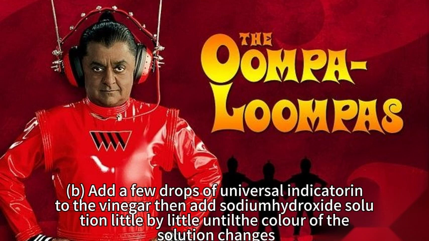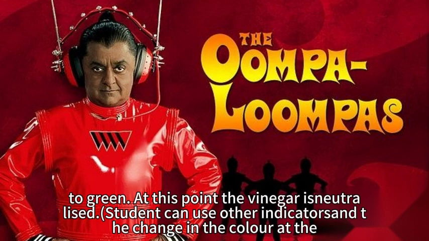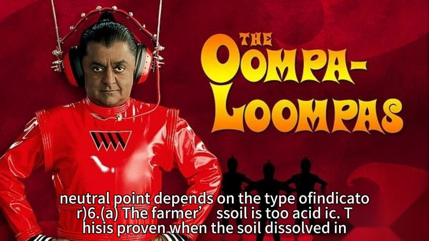B. Add a few drops of universal indicator into the vinegar. Then add sodium hydroxide solution little by little until the color of the solution changes to green. At this point, the vinegar is neutralized. Students can use other indicators, and the change in the color at the neutral point depends on the type of indicator. 6. A. The farmer's soil is too acidic.